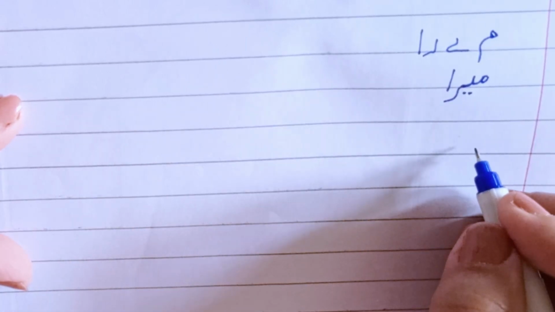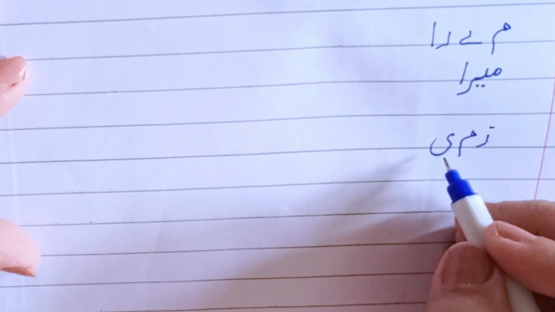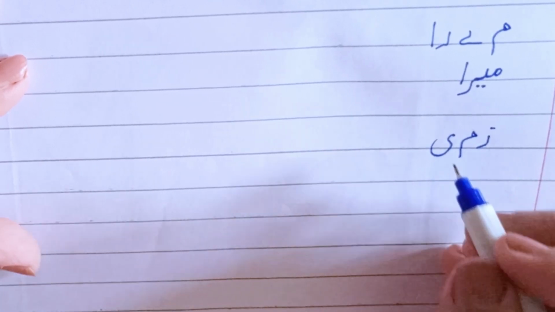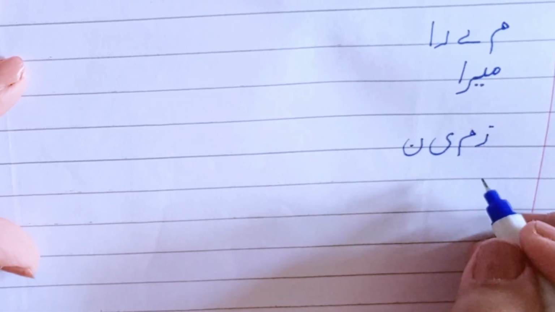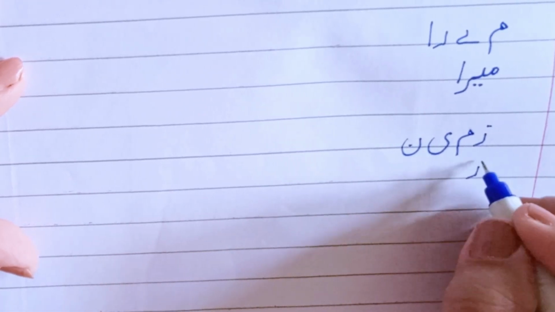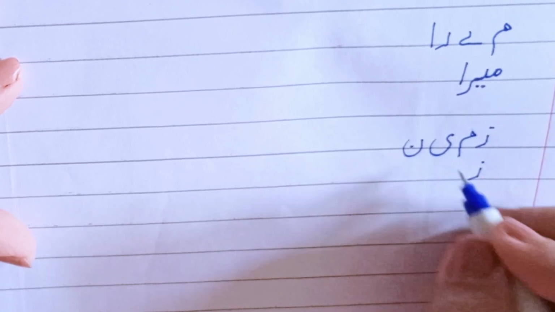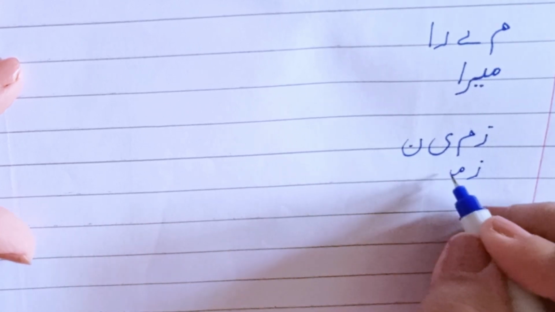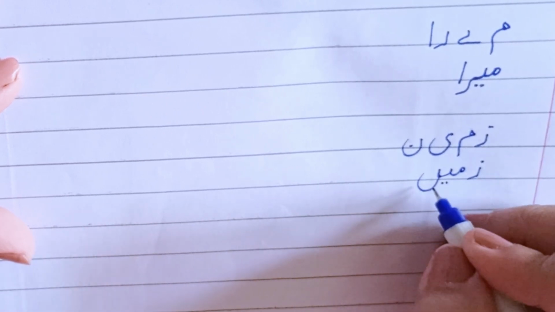The next word for middle position of meem is zameen. Ze, meem. Over here we will use choti ye because it is giving e sound. And noon. Zameen. Zameen means earth. Ze. Now short form of meem, jeem, and noon. These three letters will be connected. Meem, short form of jeem, and noon. Zameen.